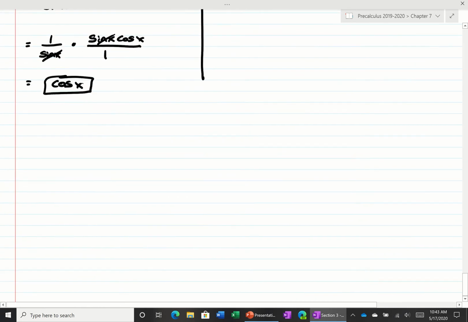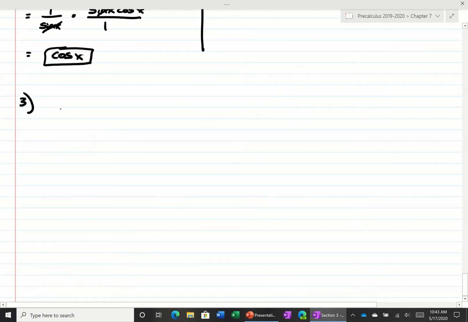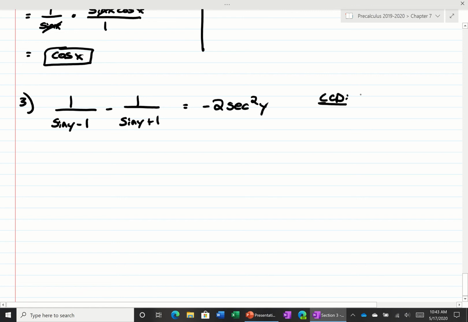Problem number 3 says 1 over sine of y minus 1, minus 1 over sine of y plus 1. We want to show that that's equal to negative 2 secant squared of y. First thing we'll do is get a common denominator, and that would be sine of y minus 1 times sine of y plus 1. So I'll multiply top and bottom here by sine of y plus 1 over sine of y plus 1. And then I'll do the same thing over here. I'll multiply by sine of y minus 1 over sine of y minus 1. And we'll have a common denominator.